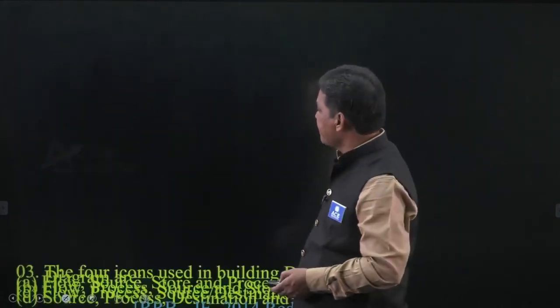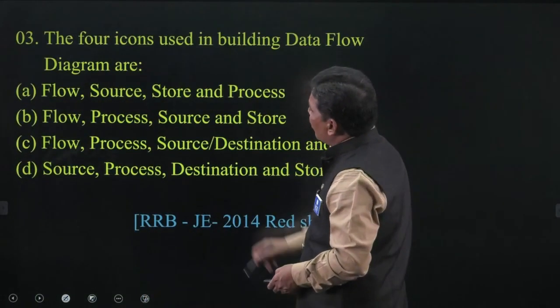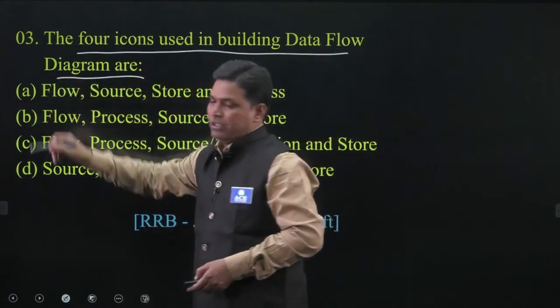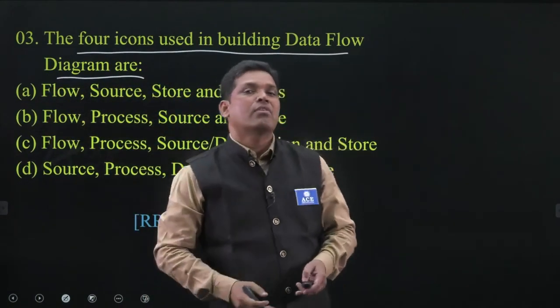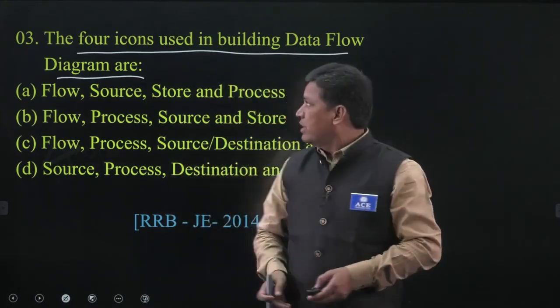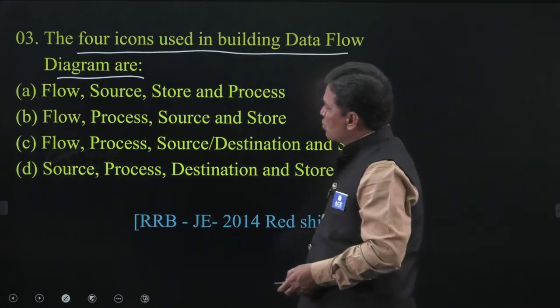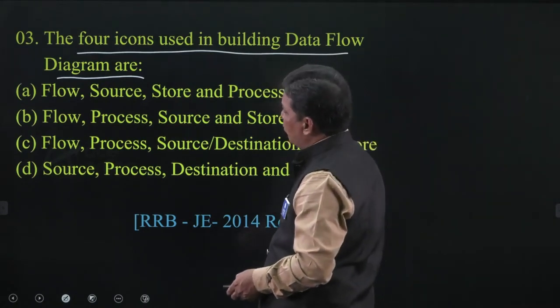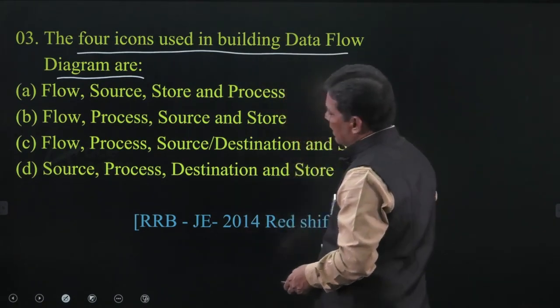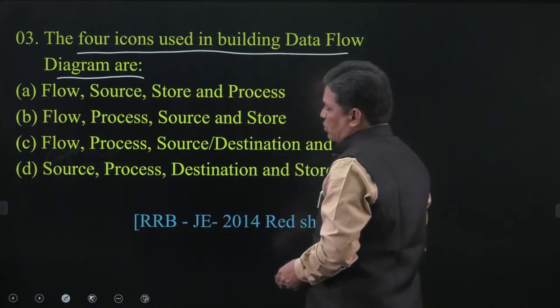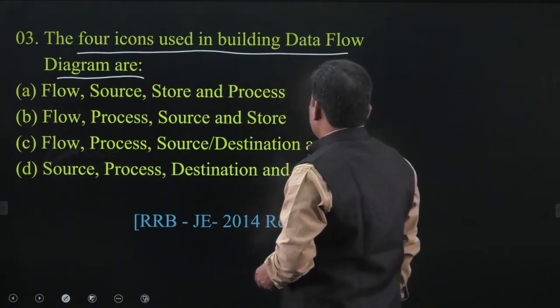Next question is the four icons used in building data flow diagrams, that is, to model DFDs for any software application. So what icons are supposed to be used? The options are: flow, source, store and process; flow, process, source and store; flow, process, source or destination and store; source, process, destination and store.